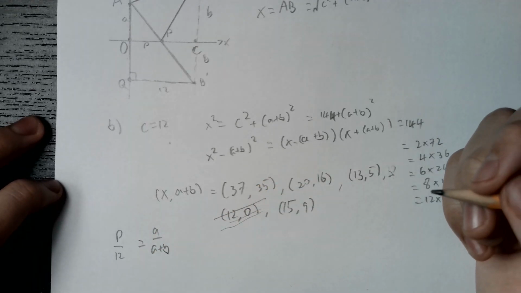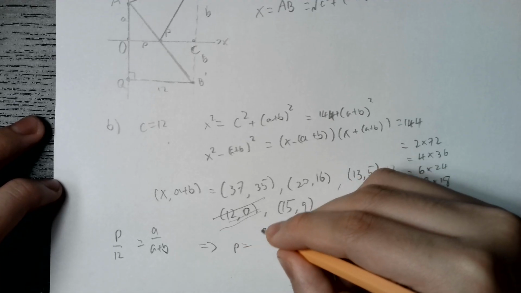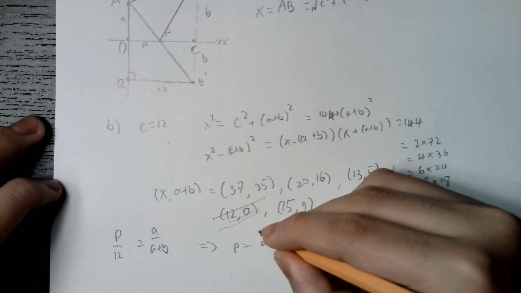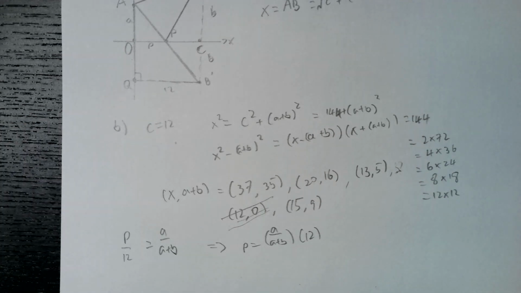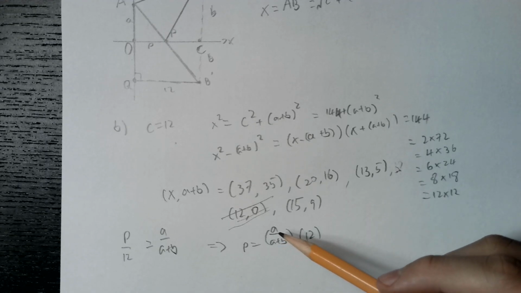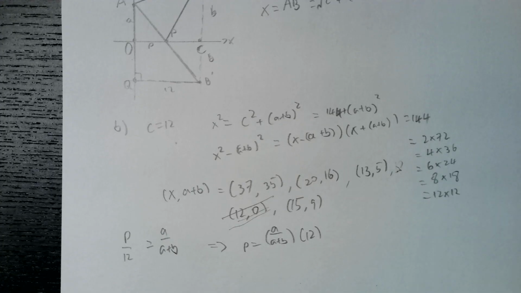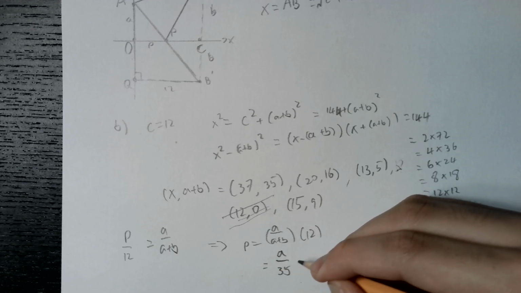And so by cross multiplying here, we receive that P is going to be equal to a divided by a plus b times 12. Now, obviously we need P to be a positive integer, so let's just assume that P is a positive integer. This means that a divided by a plus b times 12 also has to be a positive integer. Now, if you plug in a plus b equal to 35, like in this pair here, this is going to be equal to a divided by 35 times 12.